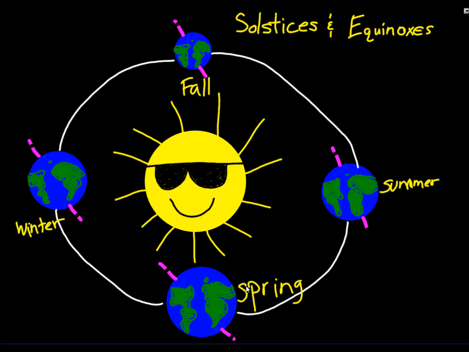An equinox is when the day and the night length are equal, which would be 12 hours each. And a solstice is when the sun is at its highest point in the sky, or the lowest point in the sky for the northern hemisphere.